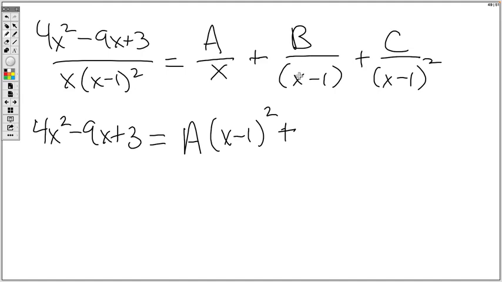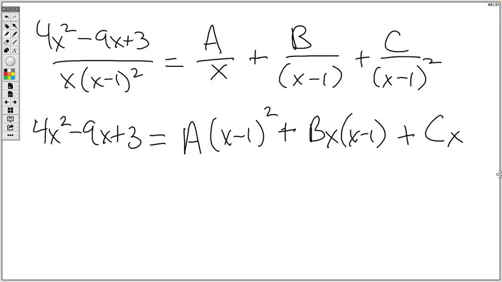On the second term, one of the x minus 1s would cancel. The x would stay along with an x minus 1. And on the last term here, the x minus 1 squares would cancel, but what would stay? The x. All right? Now, I want to find values a, b, and c that make this true for all values x.